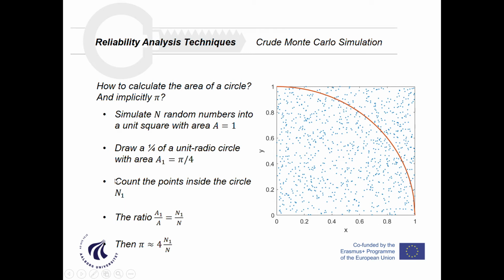Then we're going to count the points inside the circle, n1, and then calculate the ratio. A1 divided by A should be equivalent to n1 divided by n. Then pi will be given by the expression 4 times n1 divided by n. n1 again corresponds to the points inside the circle, and n corresponds to the total number of points simulated.